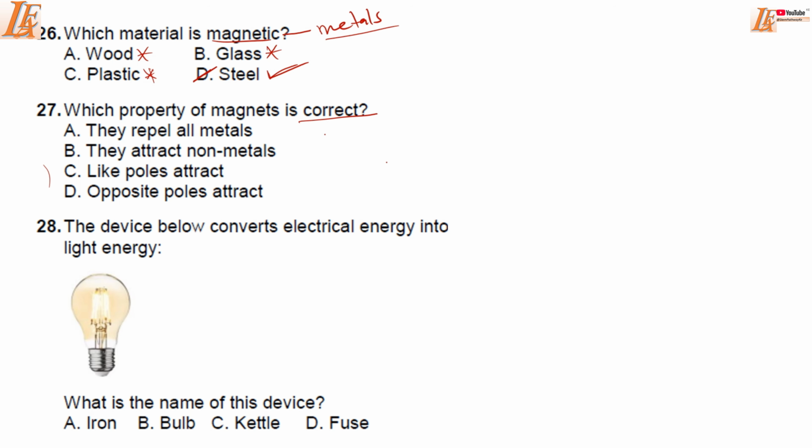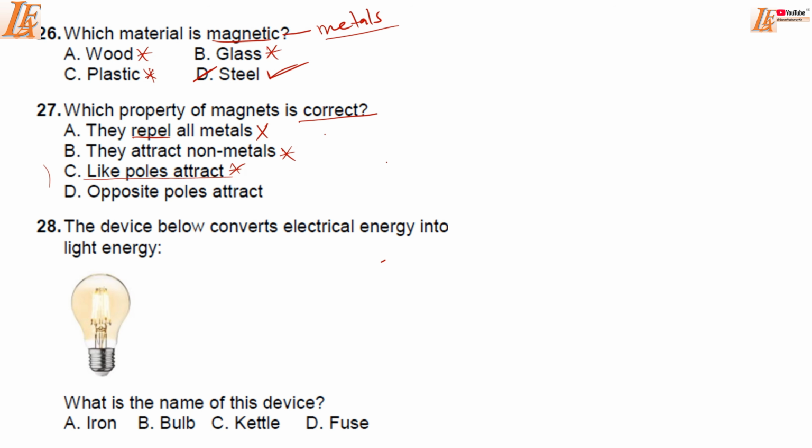A, they repel all metals. Magnets don't repel metals. Magnets repel other magnets with the same pole. So in this case, this one is wrong. B, they attract non-metals. Magnets don't attract non-metals. Therefore, B is wrong. C, like poles attract. Like poles don't attract from the basic law of magnetism. We say like poles repel. So this one is wrong.